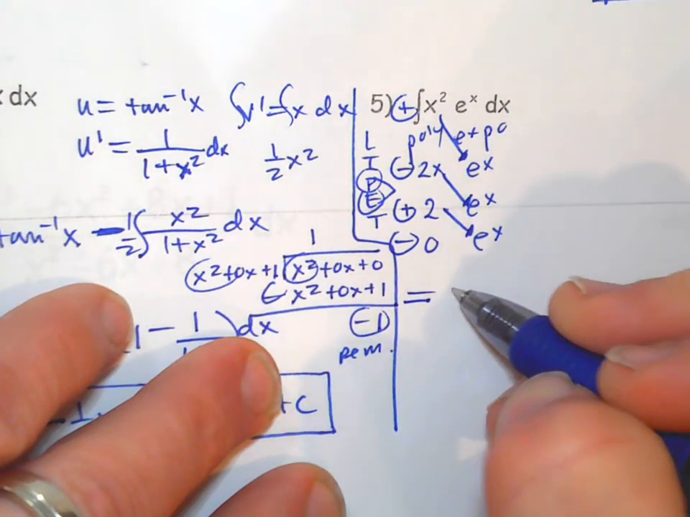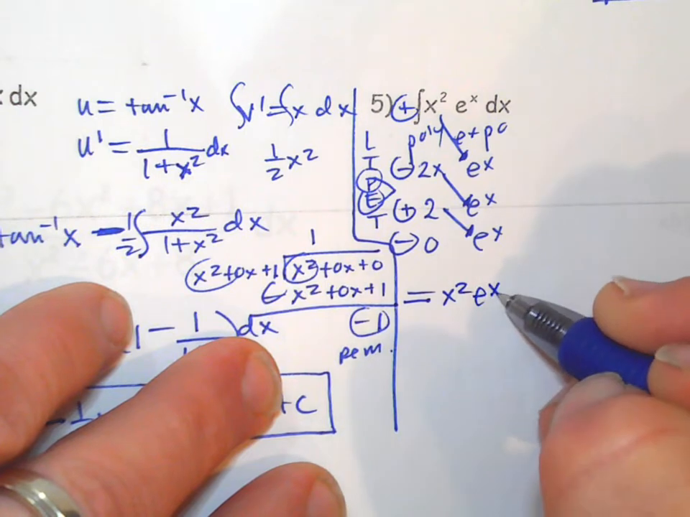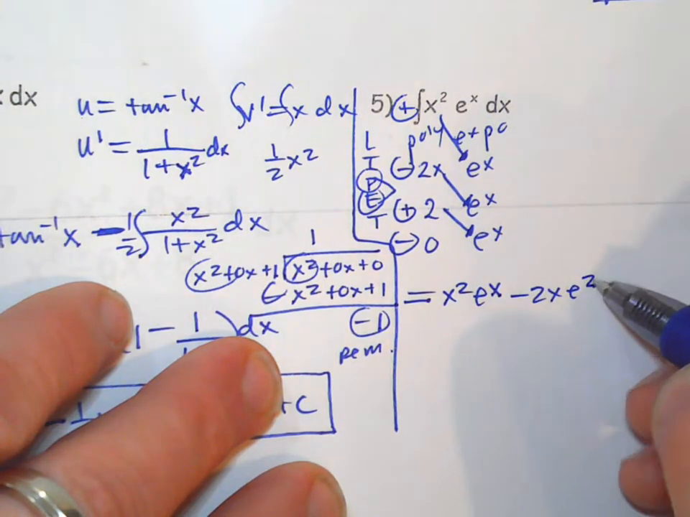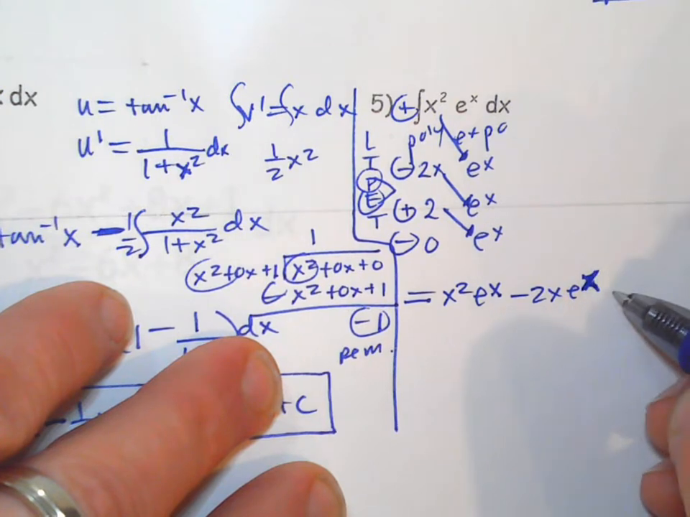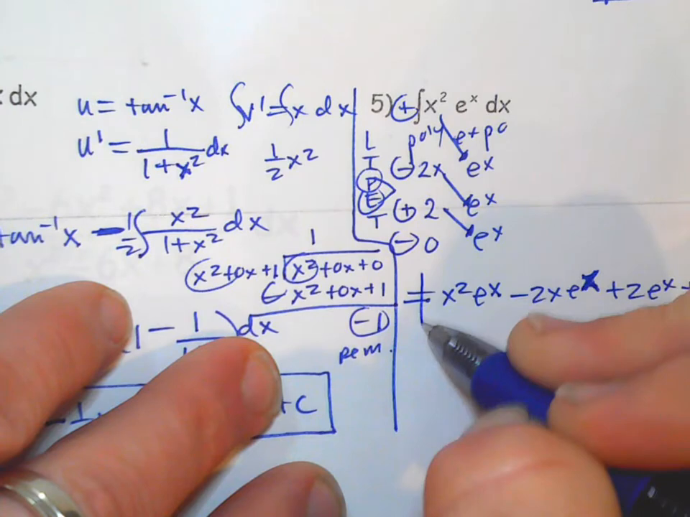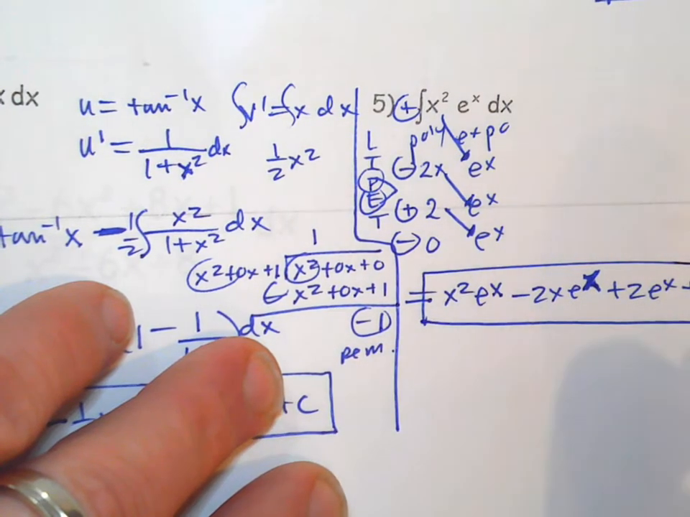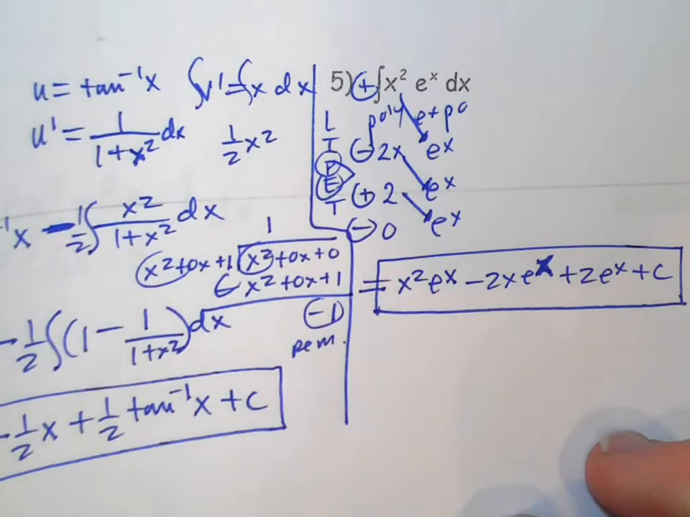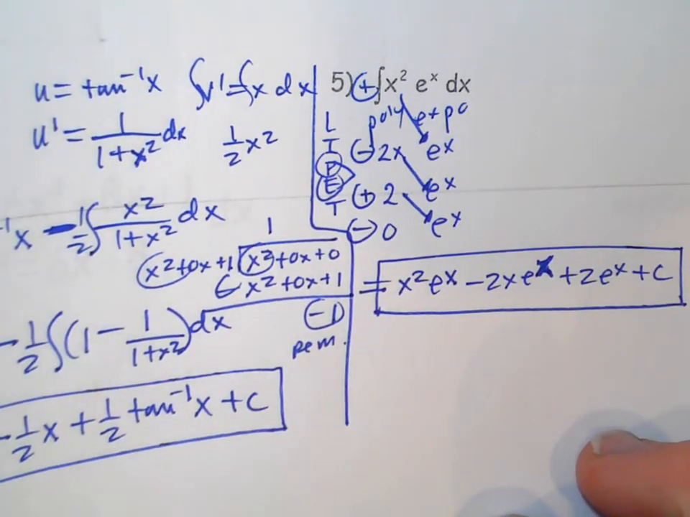It's going to be x squared e to the x minus 2x e to the x plus 2 e to the x plus c. That saves you a ton of time compared to doing it the normal way, because you'd have to repeat it. You'd have to do it twice.